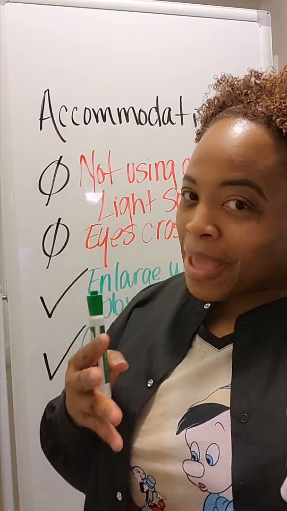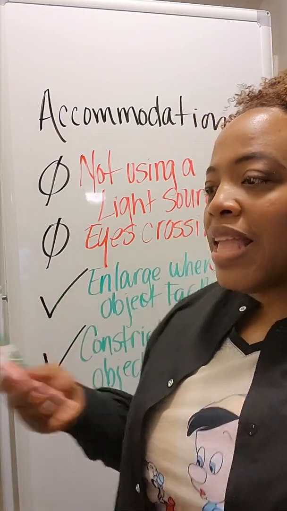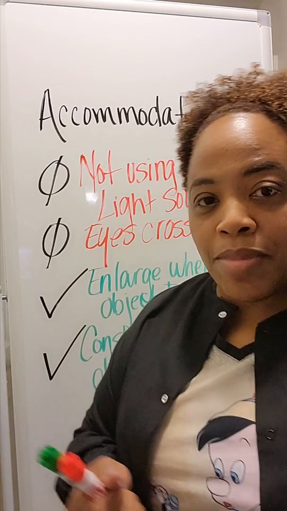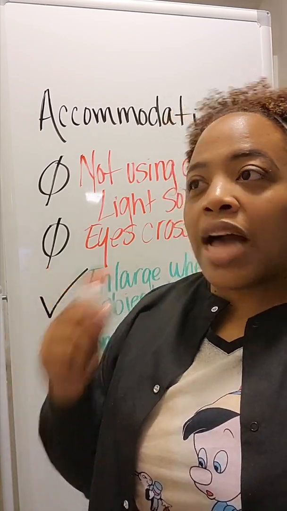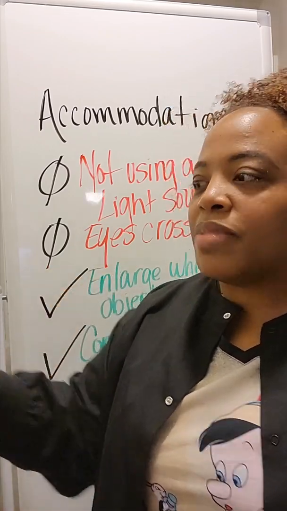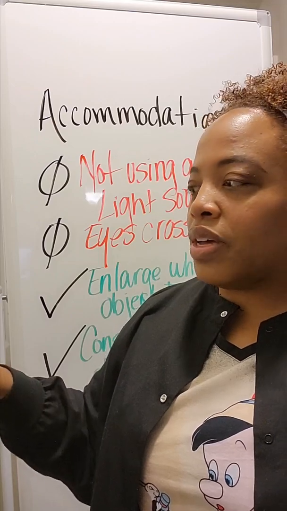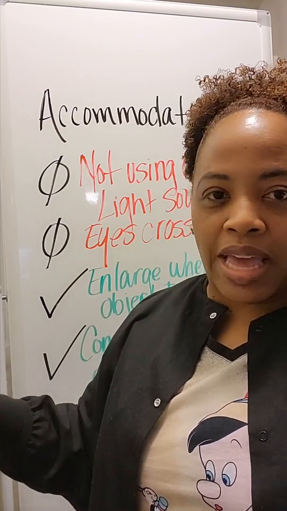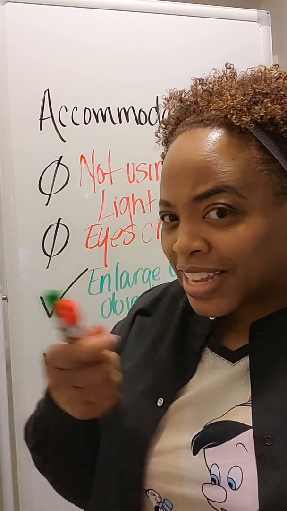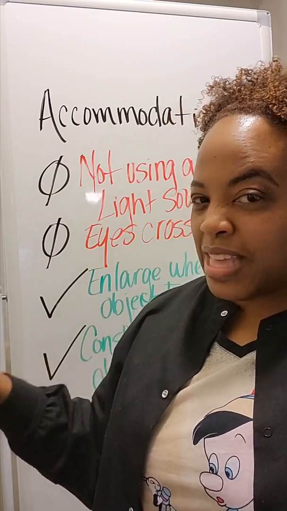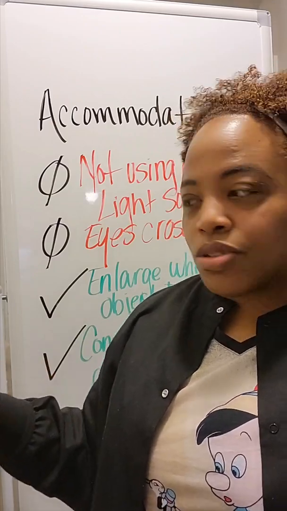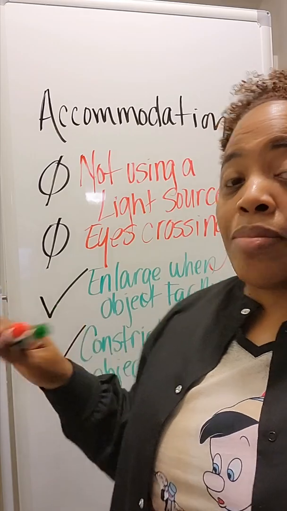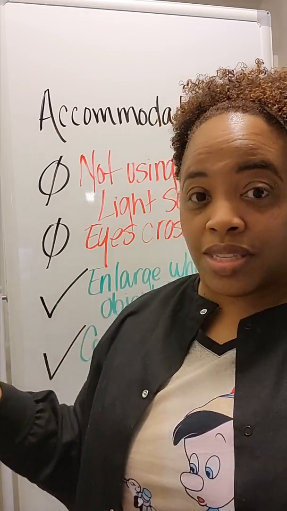So I hope that I've helped that make sense. It is just a common mistake that I saw and a common misunderstanding, especially in mistaken charting, when people would chart that the people had PERRLA, but they used a light for the accommodation. So that was a mistake. And then also just not understanding that accommodation does not use a light source at all.